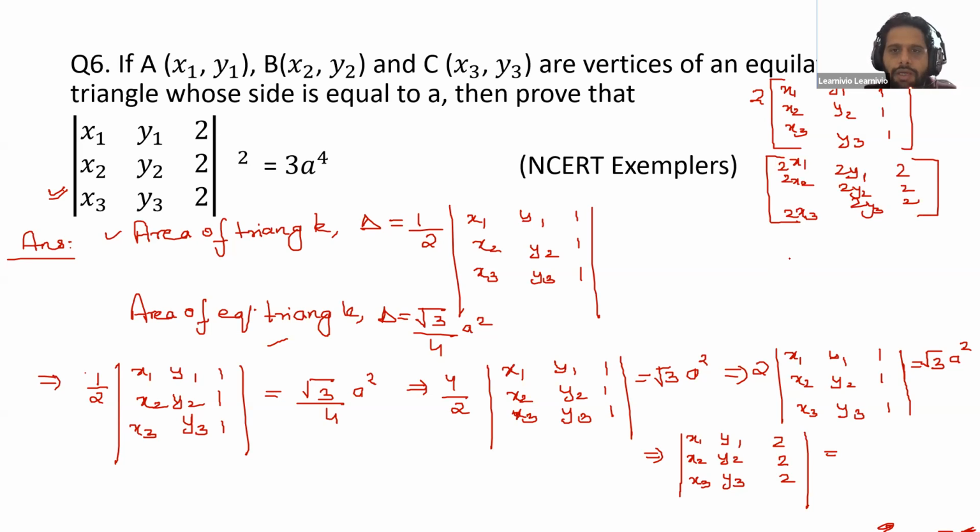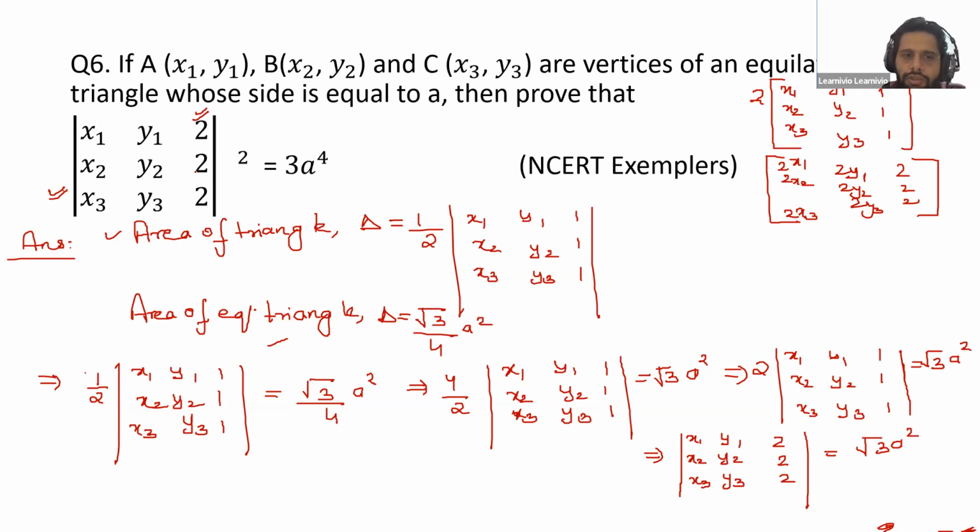This is the difference between the matrix and the determinant. If there is a matrix and you are multiplying it with any number, then all the elements will get multiplied with that number. If you're multiplying a determinant by a number, then only a particular row or a particular column will get multiplied with that number. It's your choice which row or column you multiply with this number. Okay, so I'm multiplying the last column with 2 because this is given in the question. This we need to prove. That's why I multiply the last column with 2, and this is equal to root 3 a square.